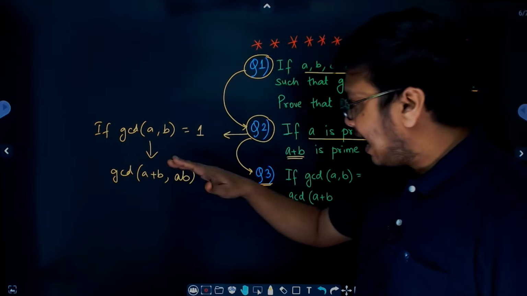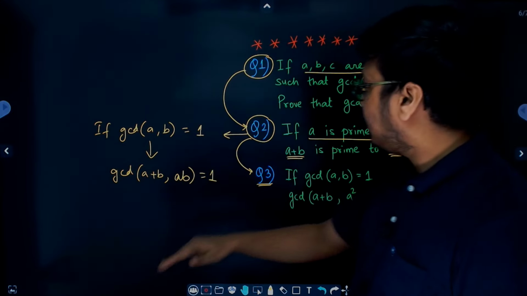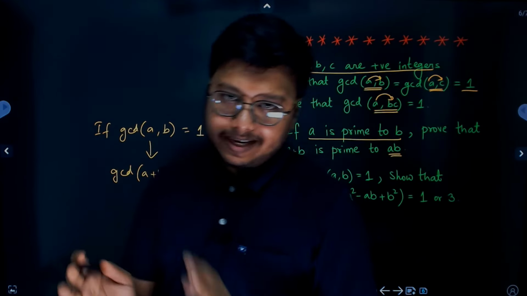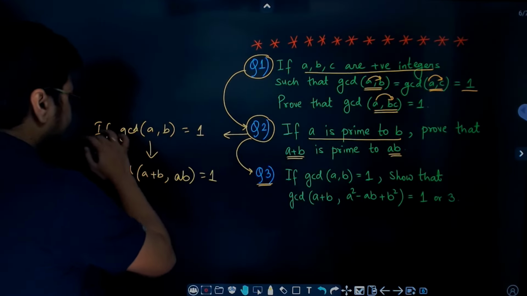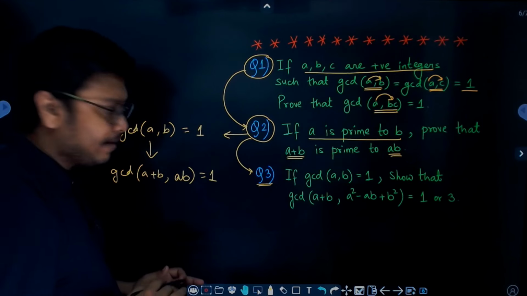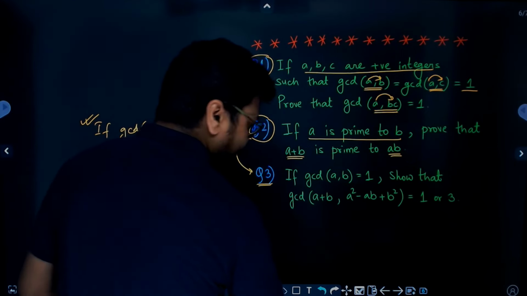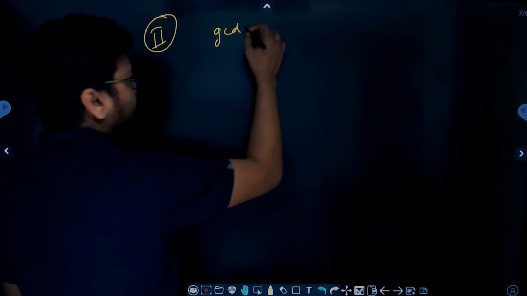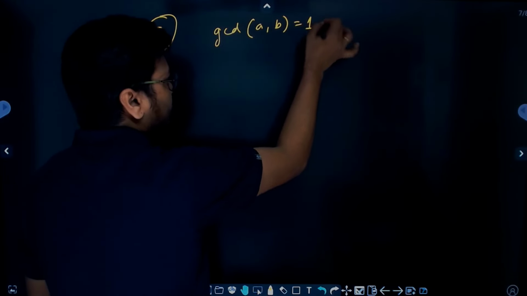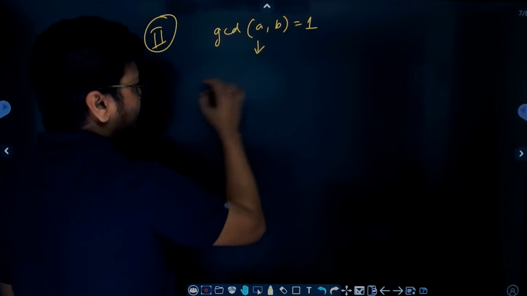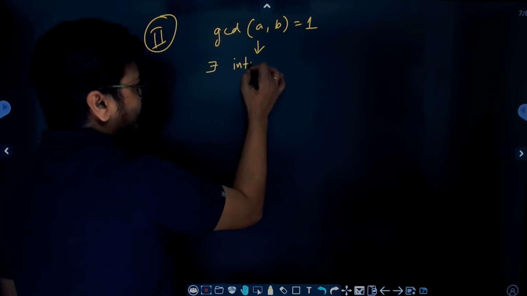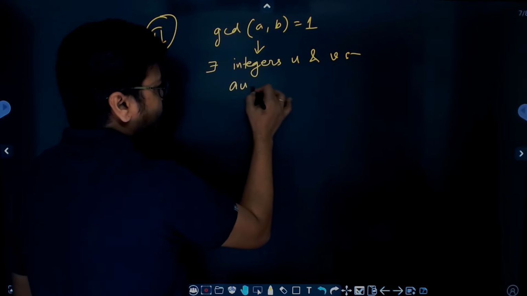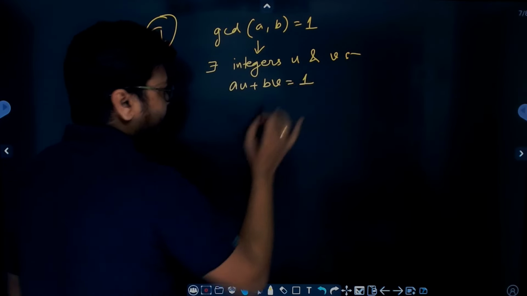While I try to prove this, I will require the help of the result of question number 1. So let's see how that can be done. Starting off with the given information that GCD of A and B is 1. I'm doing the second question now. GCD of A and B is 1. So just one piece of information is given to me. I'll convert this into an equation. So there exist integers U and V such that AU plus BV equals 1.